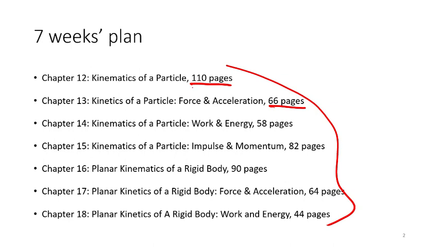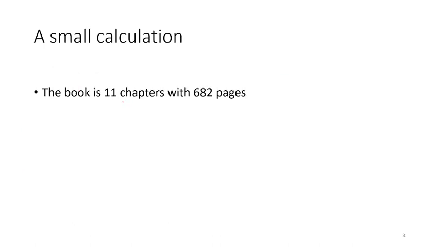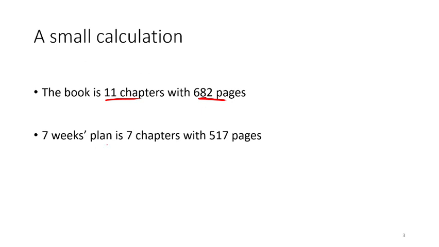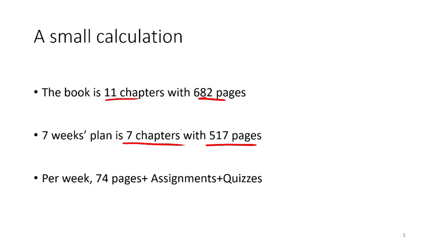The first few chapters are on particle. You can see that this one is all focused on particle, and then the last 3 chapters are on the rigid body. If I do a small calculation, we have 11 chapters with 682 pages. With the 7 week plan, which is what we have, we cover 7 chapters with 517 pages. So per week, we have to cover on average almost 74 pages.